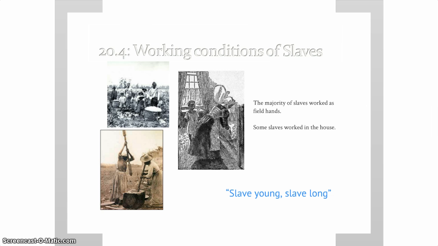So here we have the working conditions. The majority of slaves worked as field hands, working in the fields, picking cotton, and doing other jobs that ultimately would be related to farming and agriculture. There were some slaves that worked in the house. They would cook, clean, take care of the kids, ultimately keep the household, which is generally a woman's domain, in smooth working order. And then there's a quote to think about: slave young, slave long. Now, what does that actually mean? I want you to think about that.